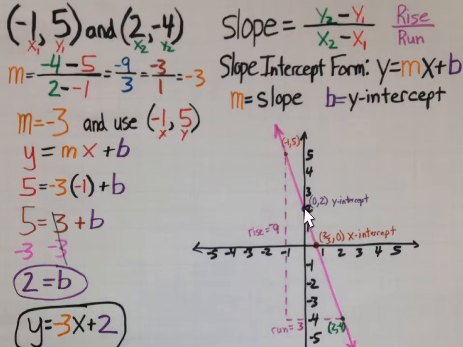So I'm going to go from here, I'm going to go down 3, and I'm going to go over 1. There's my point. See how I hit the line right there? And then I went down 3 over 1. Bam, I hit there. And then there's the graph. It should match up.